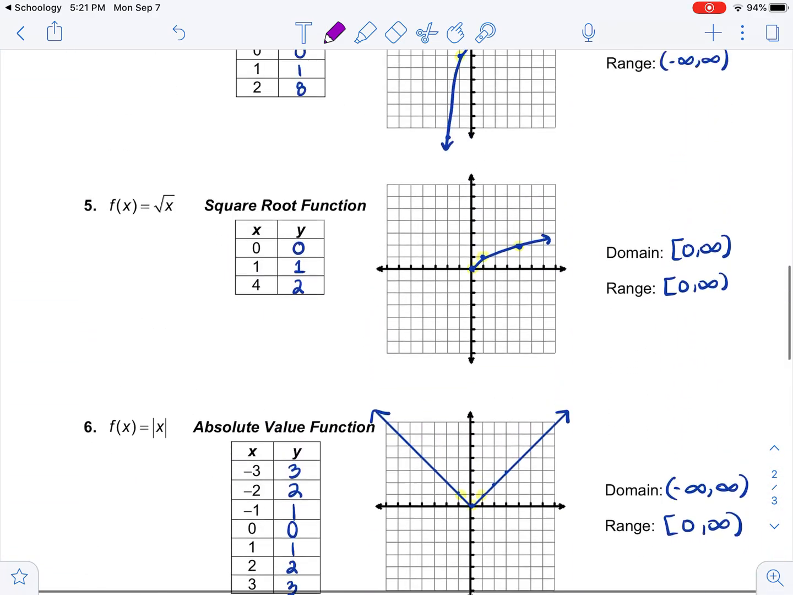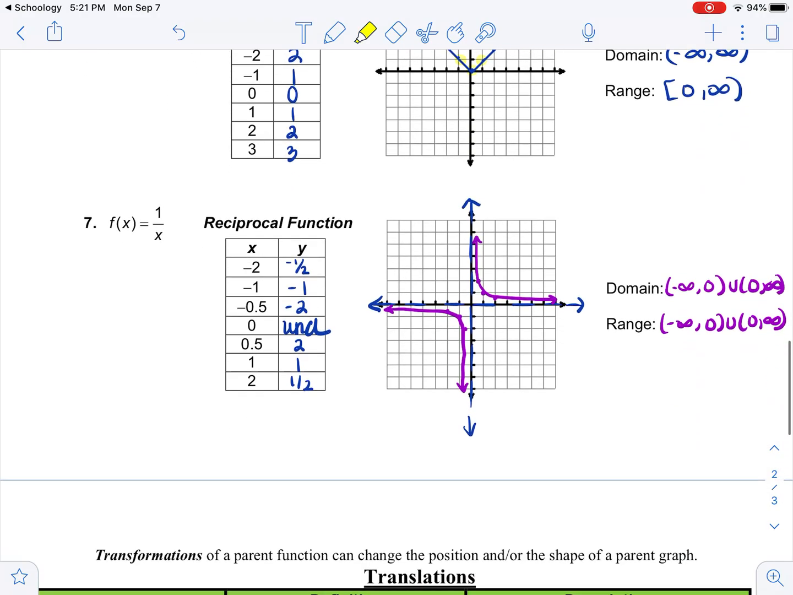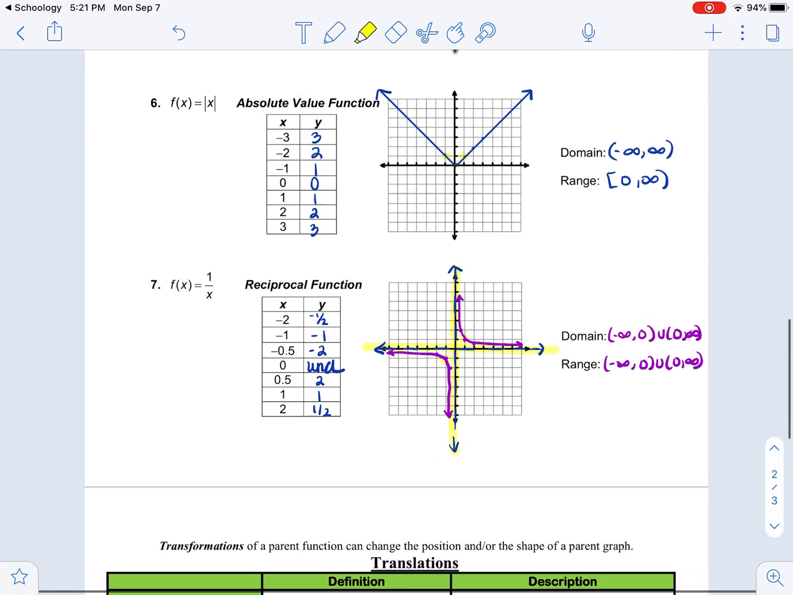Okay, so these are the parent functions that you have to have memorized. I forgot to mention the specific points on this graph that you should know. They're not actually points, the asymptotes. You need to know where your asymptotes are, and then also that there's a point up one right one from the asymptote, and down one left one from the asymptote.